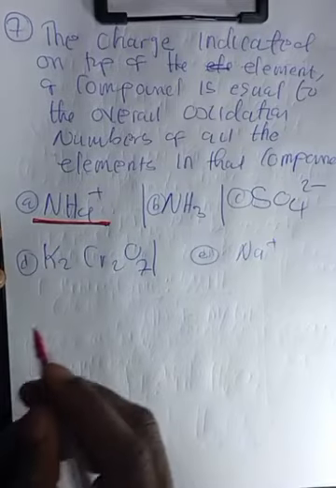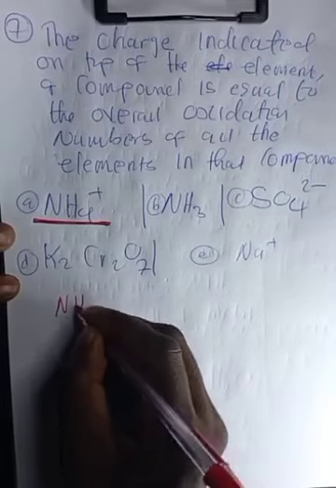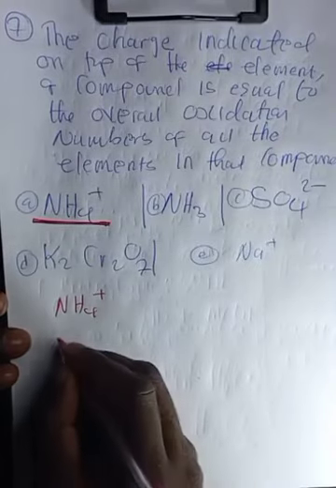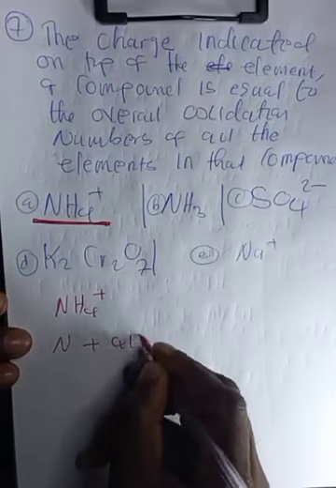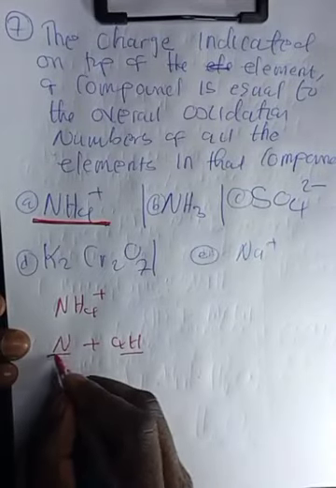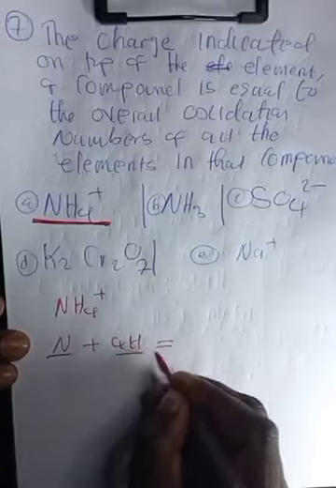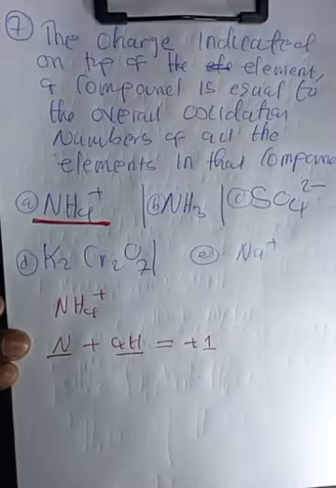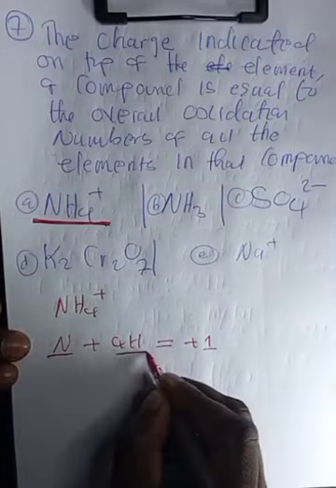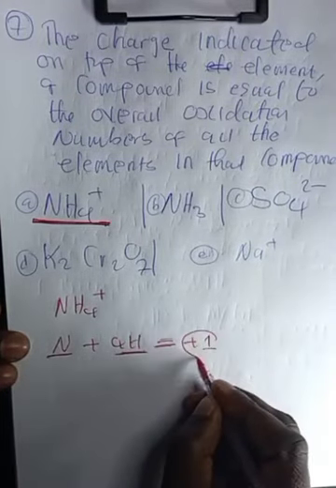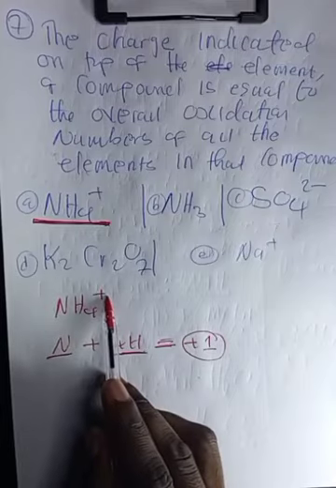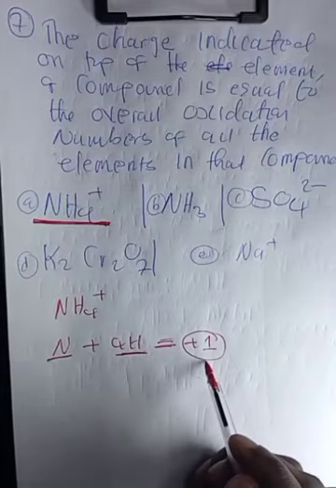So meaning that if I bring ammonium here, ammonium has two elements: nitrogen and 4 hydrogens. If we add the oxidation number for nitrogen plus that of hydrogen, the final answer is +1. So the overall charge is +1, meaning the summation of the oxidation numbers of all the elements within ammonium is +1.